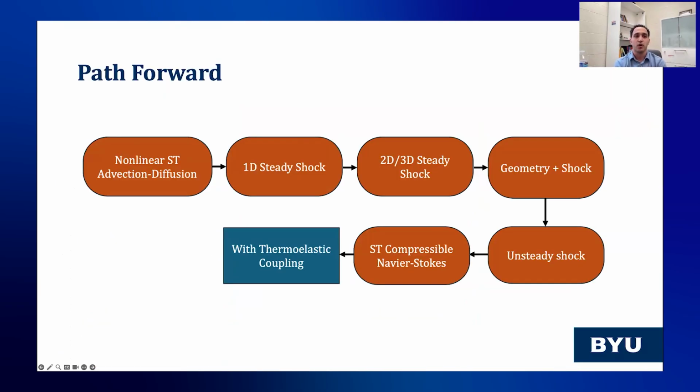This is the path forward. Already we have the nonlinear space-time advection diffusion, and right now we are working on one-dimensional steady shock. In the next step we will consider higher dimensional steady shock and also add more geometry, and finally we would like to have our space-time compressible Navier-Stokes that can operate on complex multiphysics problems.